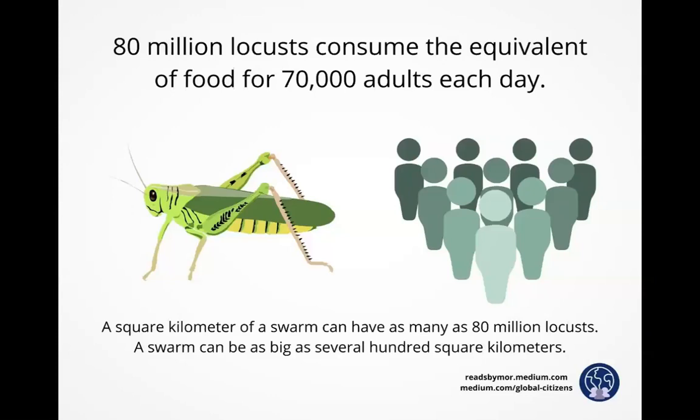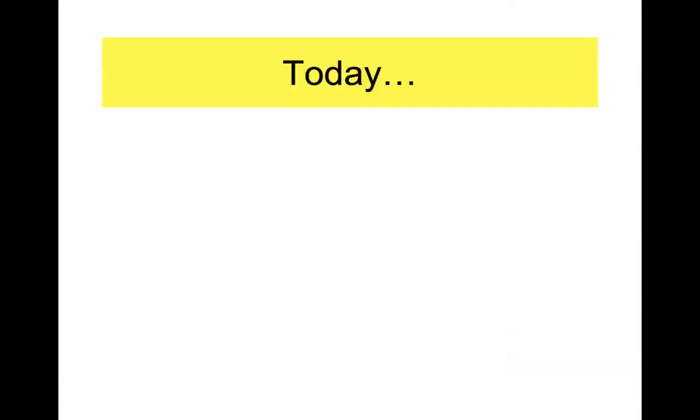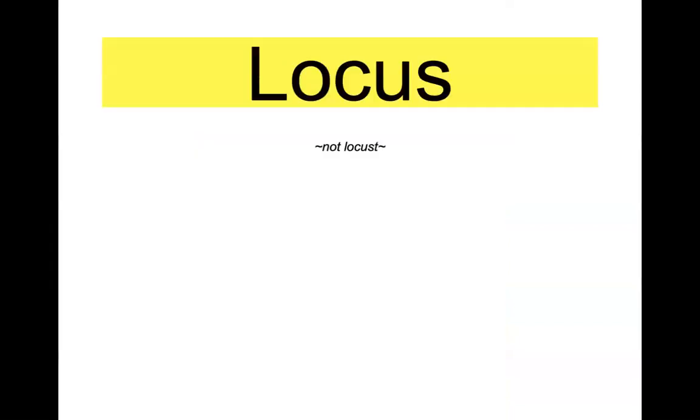Crazy, right? This has nothing to do with the math thing. I just want you to understand this is a different word, locust, with a T. Piece of trivia here. If you had a square kilometer of a locust swarm, it would eat as much food as 70,000 adults would eat each day. So that's why when a locust swarm hits, you're left with no vegetation. They eat everything. All right, today we're not doing locust with a T, we're doing locus without the T.